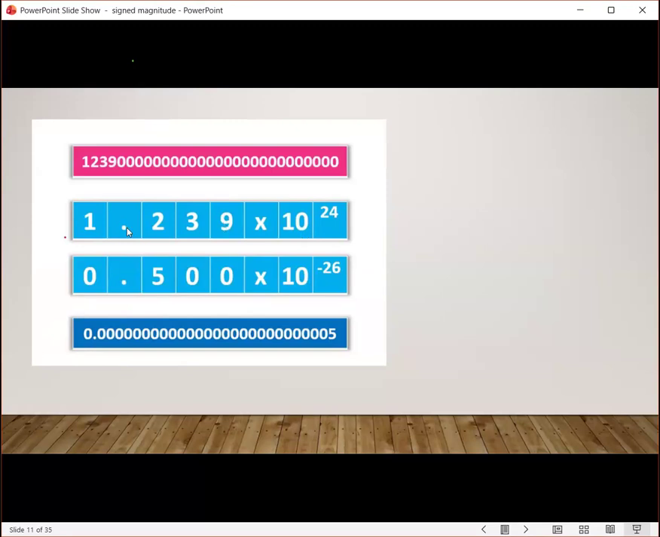Even in a computer, we have bits: 8-bit, 16-bit, 32-bit. And if the result exceeds the number of bits, what do we do? We use scientific notation so that the value fits within the register. Even a decimal value can be represented as scientific notation. This is called scientific notation.